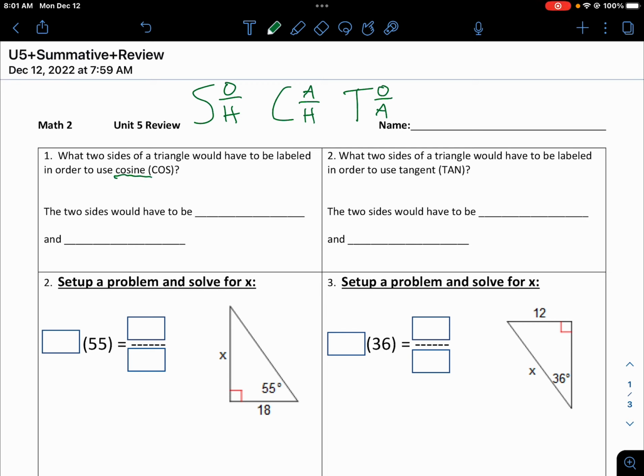So for this one, it's cosine or cos. So you look at cos, the C, and it says A over H. So it would be adjacent. And then on the test side, we'll have a word bank for you so you can spell the words right. And then hypotenuse for H. And then same here with tangent, find the T. I forgot you guys are going to do that one. Anyway, so that's that one. You go down to the next one.